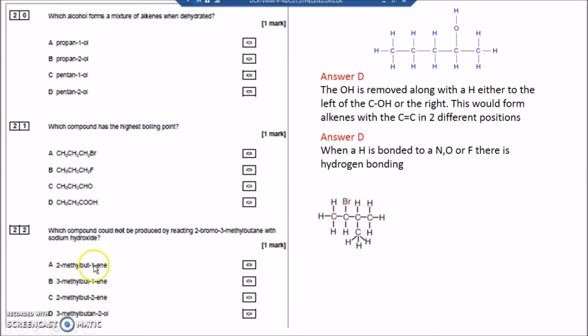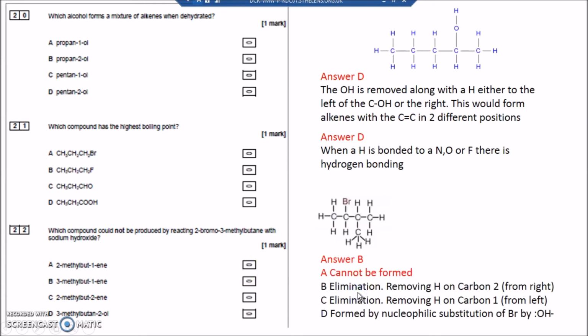So my answer is A. A can't be formed. 2-methyl-but-2-ene. Sorry, the answer is B. Cannot be formed. So the answer is A. 2-methyl-but-2-ene, it should say answer A, cannot be formed.